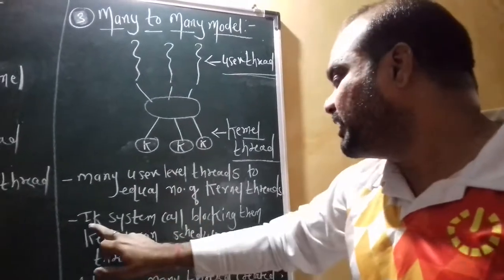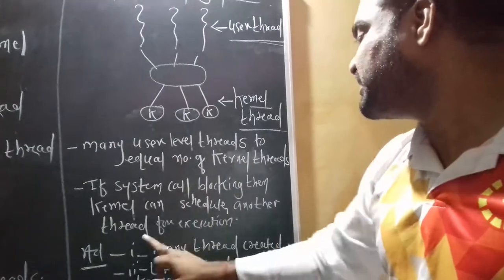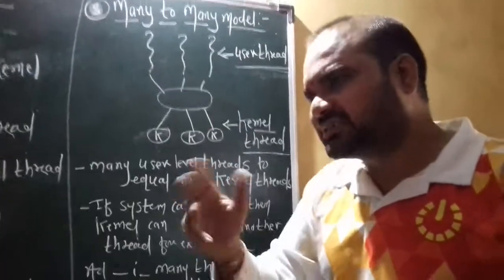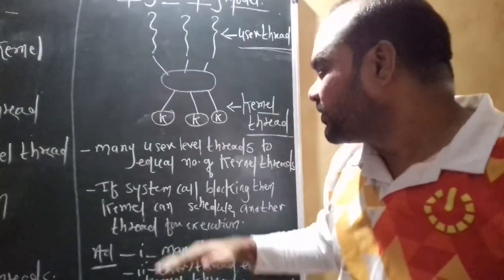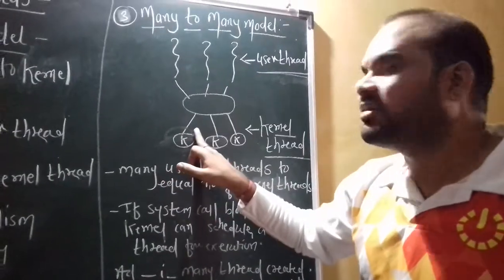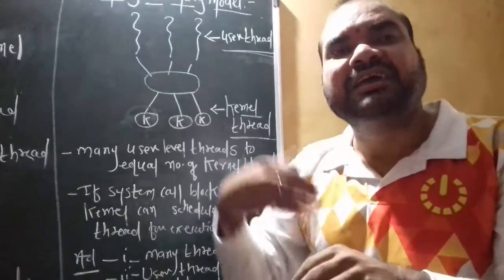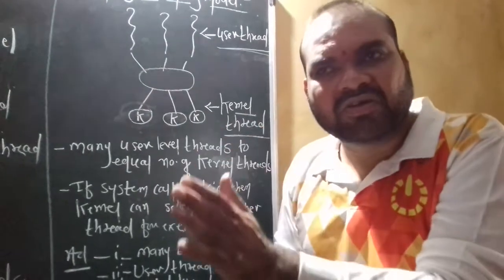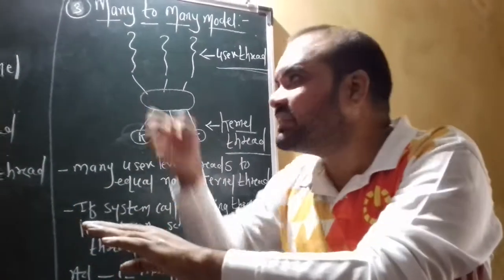Now, if a system call blocks, then the kernel can execute another thread for execution. This is a very important point. Suppose a particular system call is blocked. At that time the kernel does not execute the first thread, but can execute the rest of the threads. So if the system calls are blocked, the rest of the threads are executed in that model.